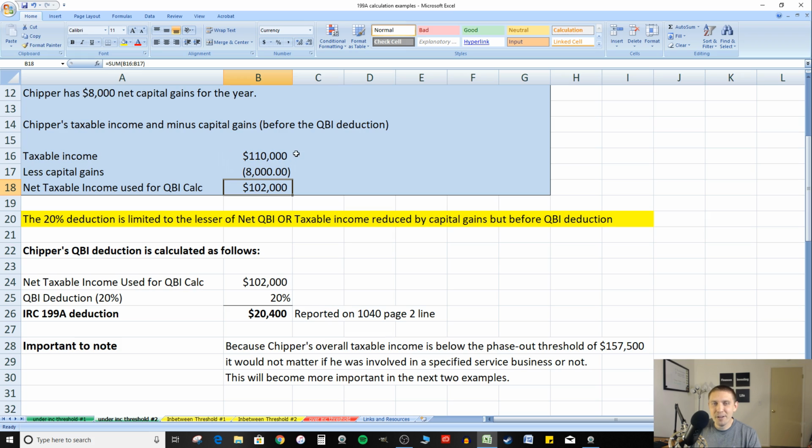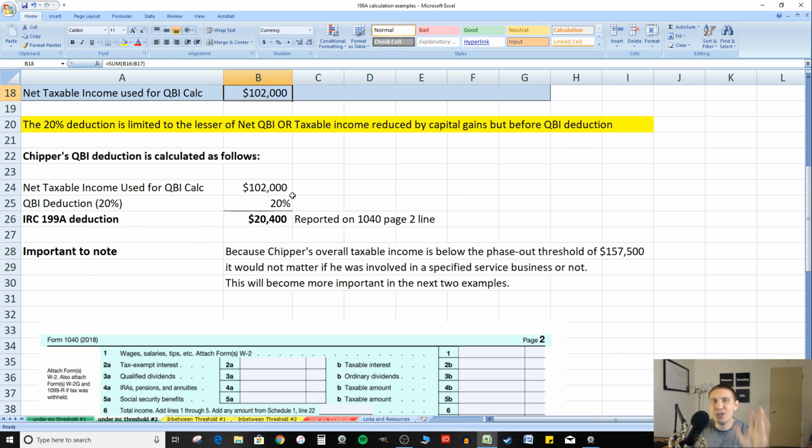I hope you guys are following me. I know this is a lot of information really quickly, but I'm going to try to get through this information as quickly as possible for you guys. Remember, you're going to have this whole document for free to download, and you can study all these for yourself. So it just changes the formula a little bit, as you can see. And his deduction in this example is going to come out to be $20,400.